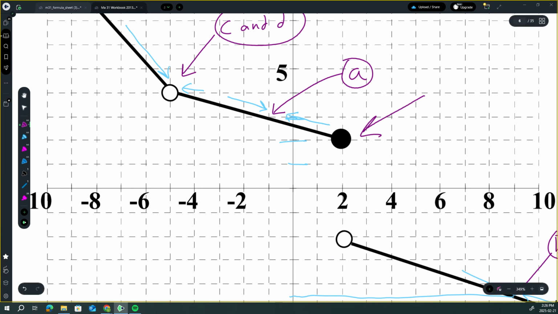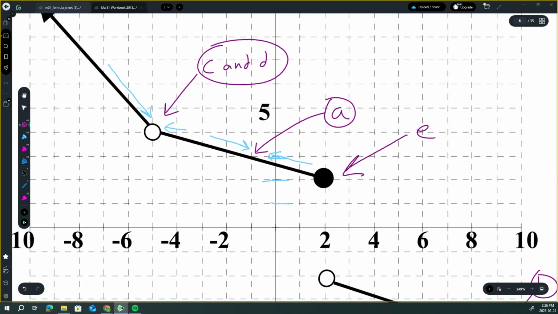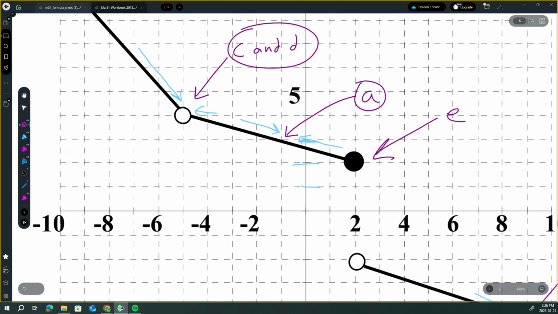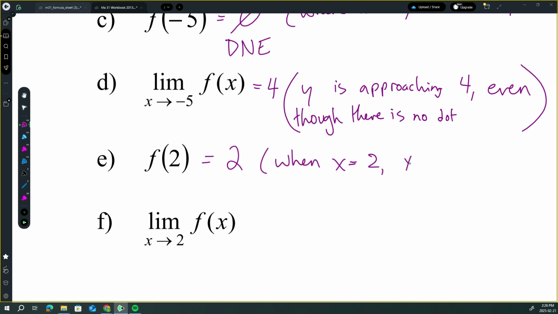So that's why I'm going to say for E, which I should maybe label there, that this is going to be equal to 2. So when x is equal to 2, y is equal to 2.